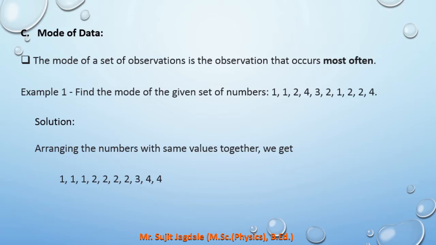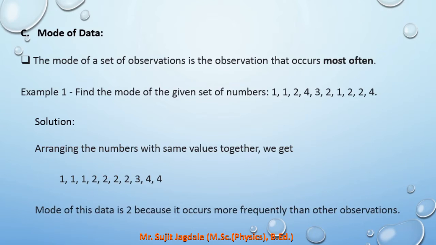Now just count which number is repeated the maximum times. You can see it easily. 1 is repeated 3 times. 2 is repeated 4 times. 3 is repeated 1 time, and 4 is repeated 2 times. So here 2 is repeated 4 times and 1 is repeated 3 times. So which number is larger? Obviously, 2 is the mode of the data, because it occurs most often. So the mode of the data is 2, because it occurs more frequently than other observations, or it is repeated the maximum number of times. Okay, now this is for a small number of observations.